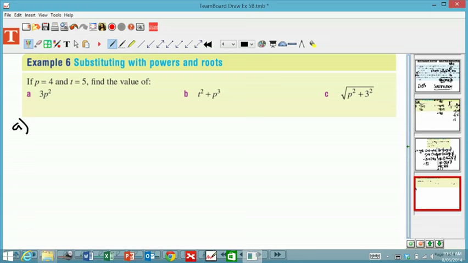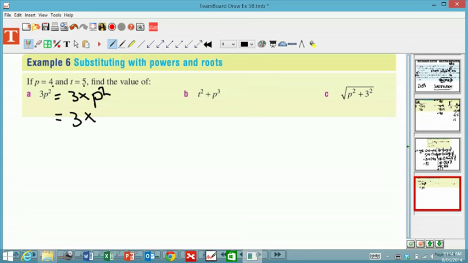Alright, so A, 3 times... actually, we'll start working at the top here. That might be better because that's the process. So you write your first question, then out the side 3 times p squared. Wherever we see p we put 4, wherever we see t we put 5. No t's here, so we're just looking at 4.